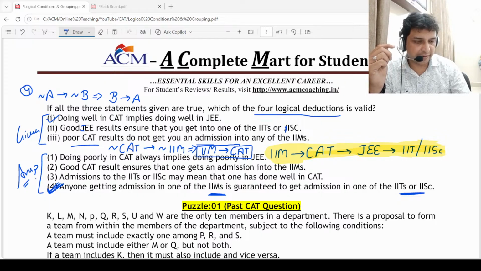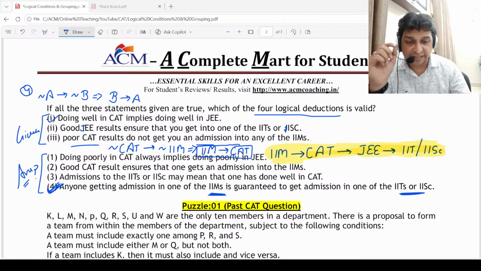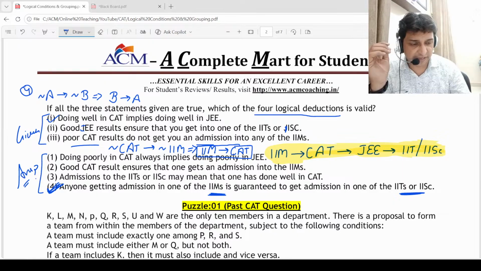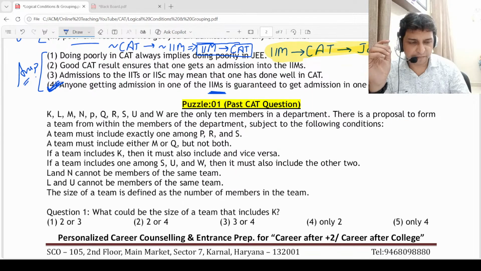Now let's go ahead with the next question, the next puzzle which we have. That is a CAT question that came in CAT in the past. Go through this puzzle a bit, and then we're going to start with it.